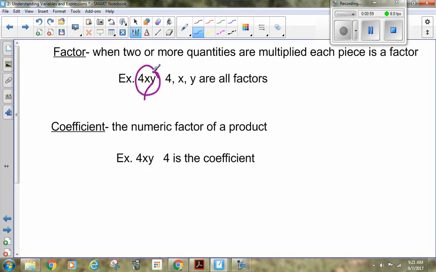Then more specifically, we talk about a coefficient. The coefficient is the numeric factor of a product. So here, if we ask about the coefficient, it's just going to be that number 4. The x and y are not numbers, so they're not coefficients.